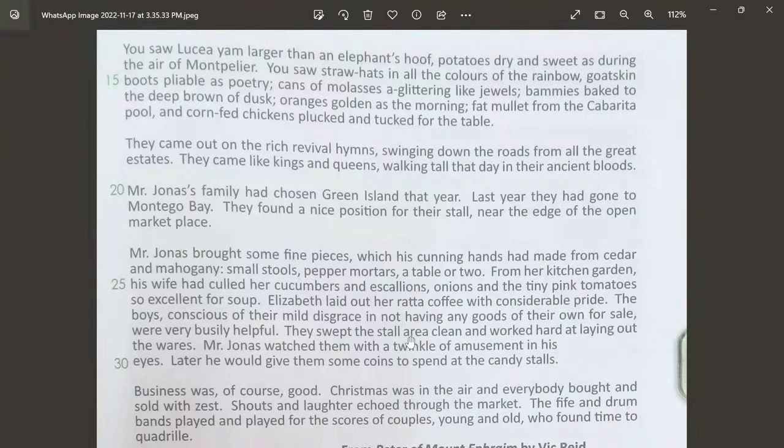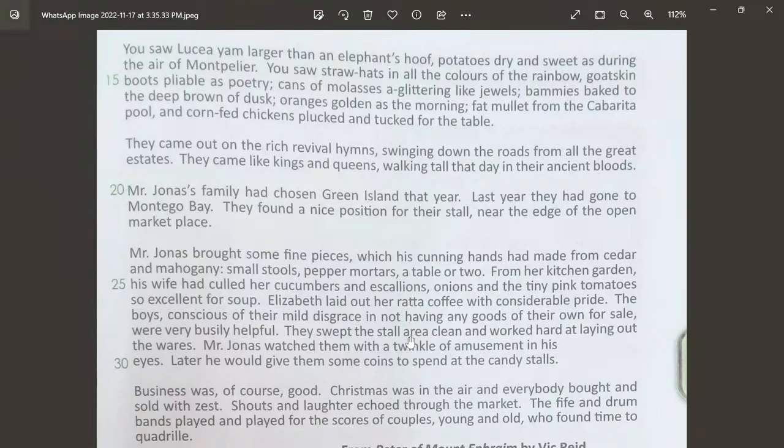Mr. Jonas brought some fine pieces which his cunning hand had made from cedar and mahogany, small stools, pepper mortars, and a table or two. From her kitchen garden, his wife had culled her cucumbers and scallions, onions, and tiny pink tomatoes, so excellent for soup. Elizabeth had laid out her Rata coffee with considerable pride.